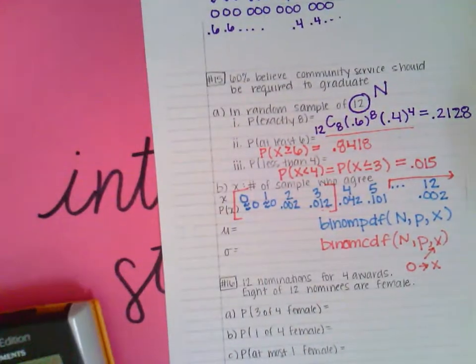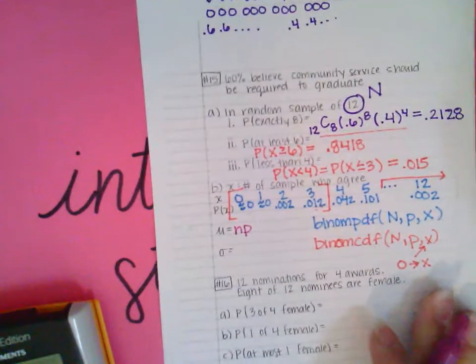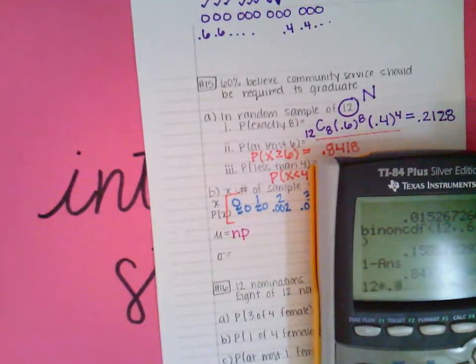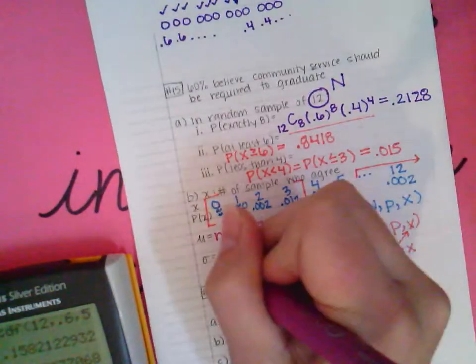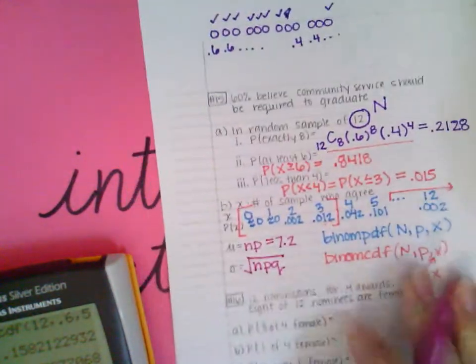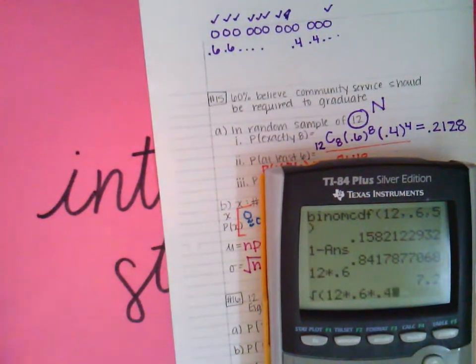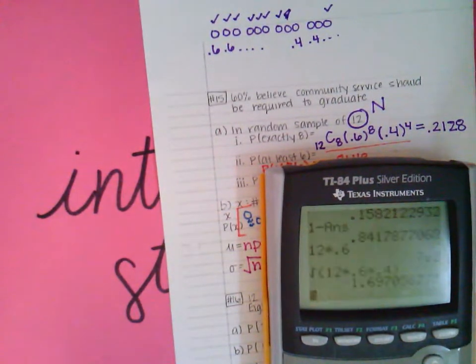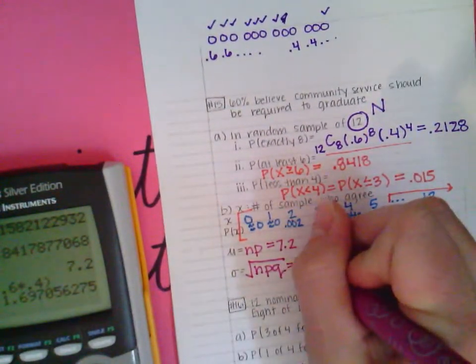If we need to find the mean, you could do this the long way, like we just did on that first question, but also remember that you can find the mean by doing n times p. So that would be 12 times 0.6, which is 7.2. And standard deviation is the square root of npq. So square root of n times p times q, and q is the other part of that probability, or 1 minus p. So the standard deviation is 1.67.